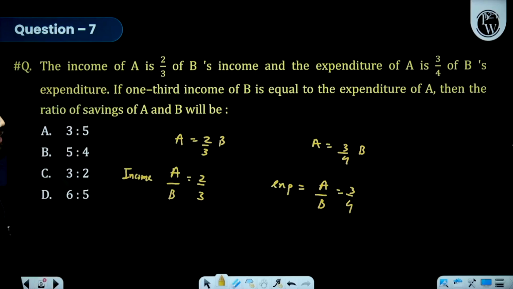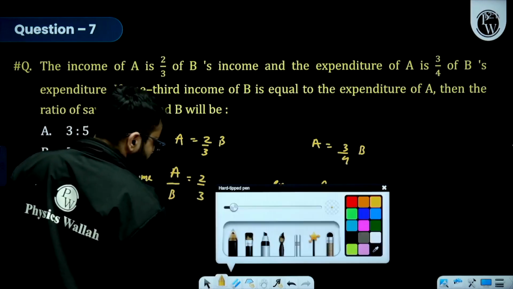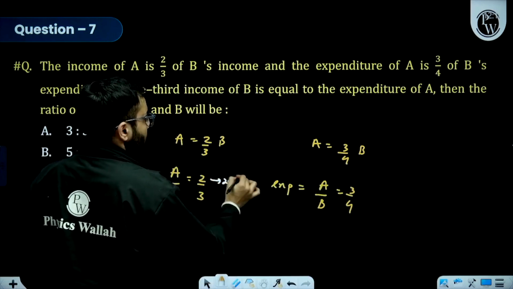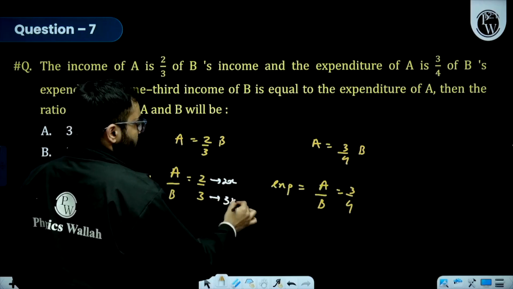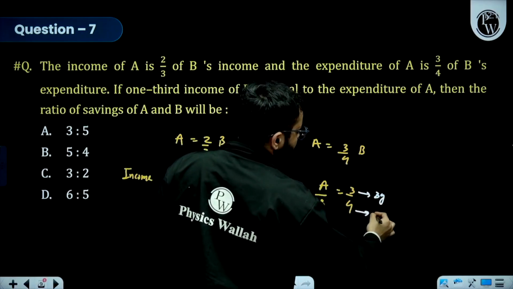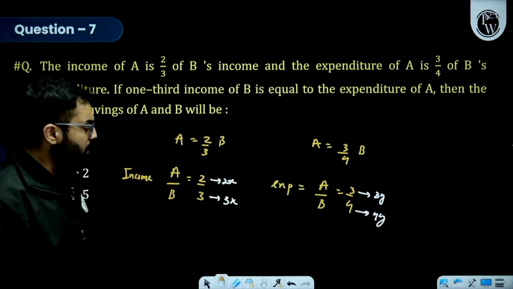The next thing that is given to me is if 1/3 income of B. So let us take the values of income over here. Let us assume that A's income is 2x and B's income is 3x. A's expenditure is 3y and B's expenditure is 4y. We have the relationship between income and expenditure next.